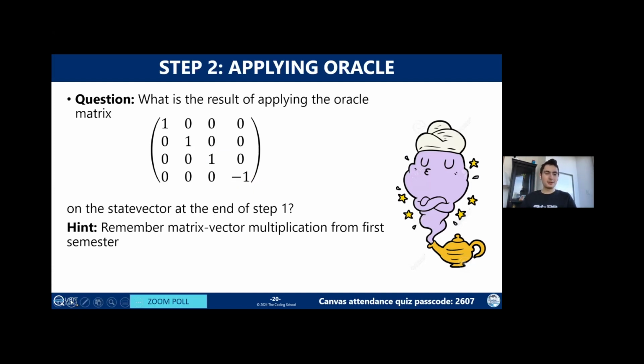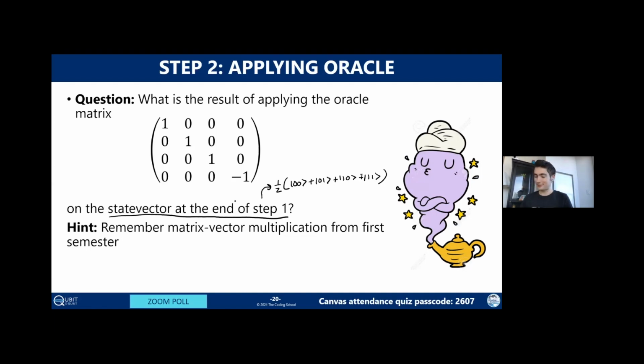Okay, so that took a little while to talk about. Let's now go ahead and apply this mathematically. So the question here, and I'll pop up a Zoom poll for this, is what is the result of applying the oracle matrix on the state vector at the end of step 1? I'll throw up the Zoom poll and then write some notes as things to remember. The state vector at the end of step 1 was a uniform superposition over all states. So that was just 1 over 2 times ket 0, 0 plus ket 0, 1 plus ket 1, 0 plus ket 1, 1. And the question is what happens when you apply the oracle, this matrix, to that state?